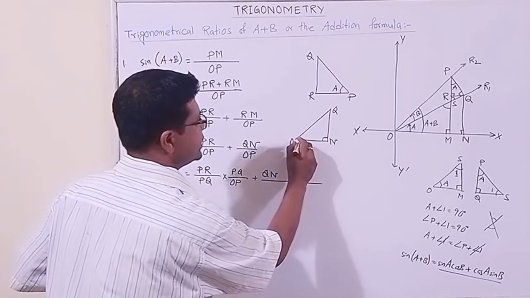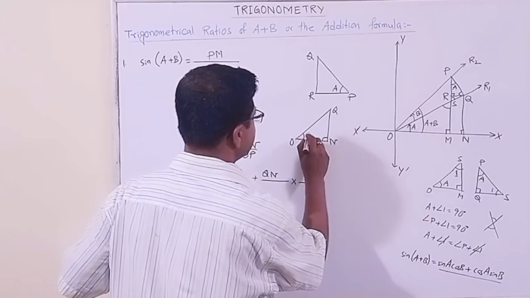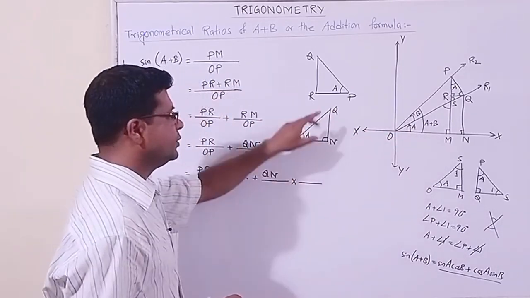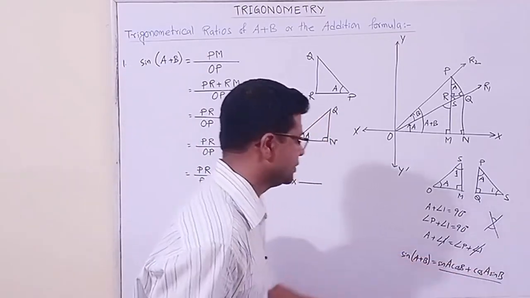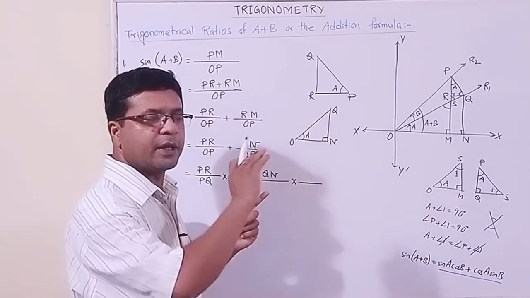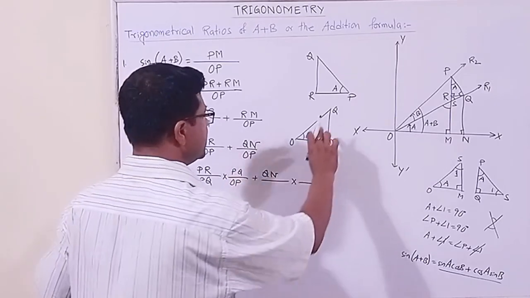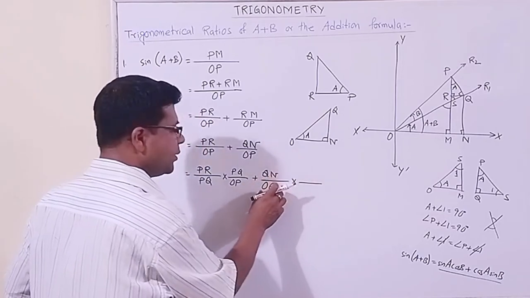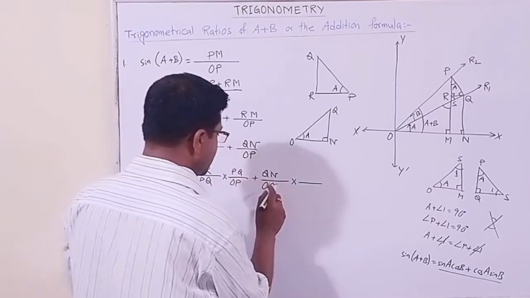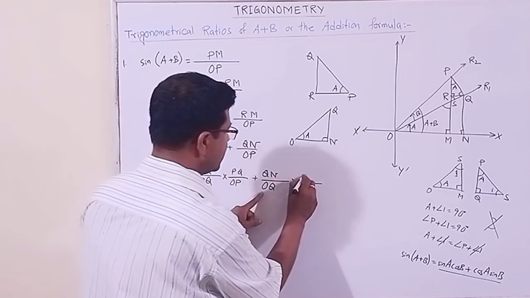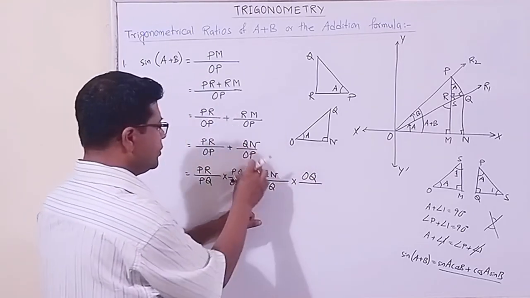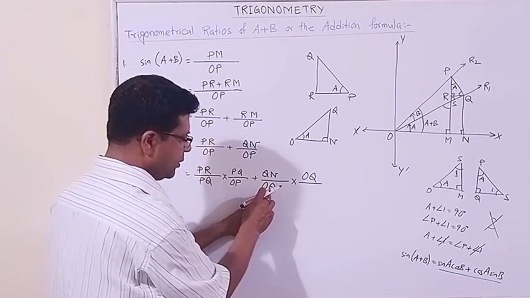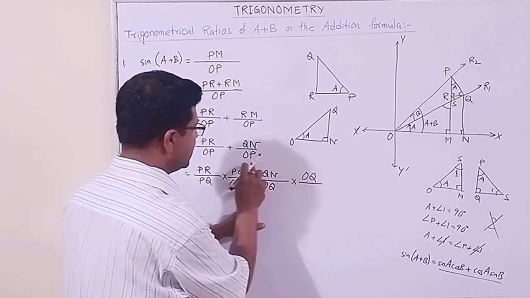If this angle is A, QN is perpendicular. So we always need the hypotenuse, because we have to take only these ratios, sine and cos. Only perpendicular, hypotenuse, base, hypotenuse, these terms we need. So here obviously we have to take OQ, because perpendicular by hypotenuse will be sine. Here we have divided by OQ, so here we have to multiply by OQ.